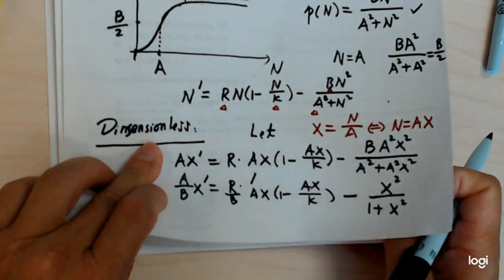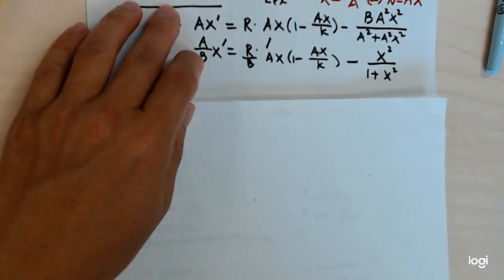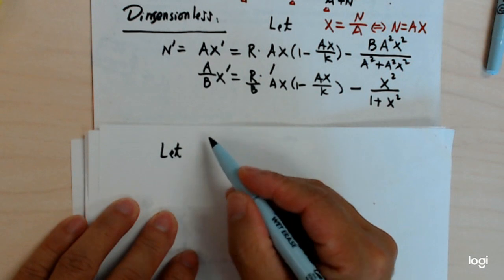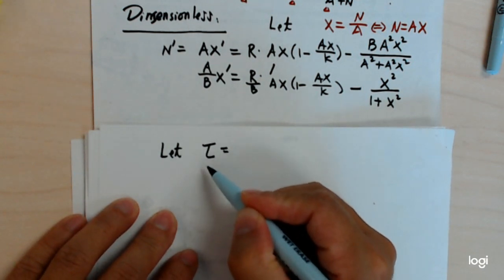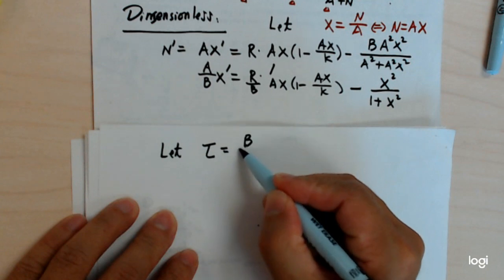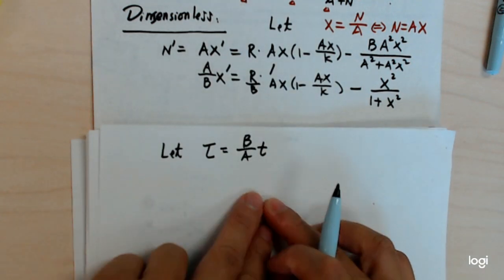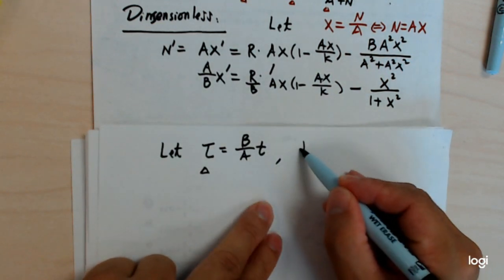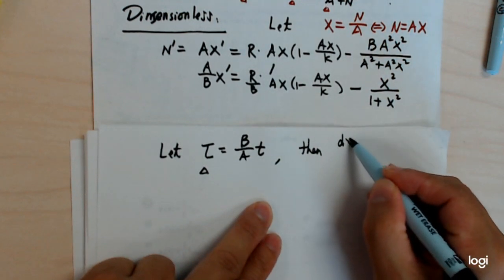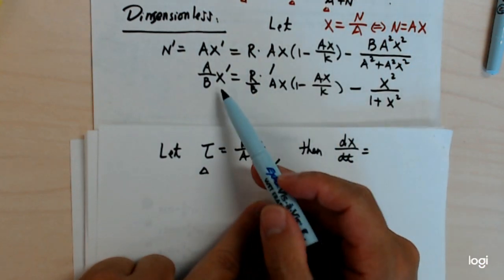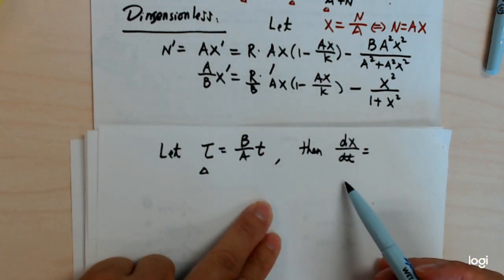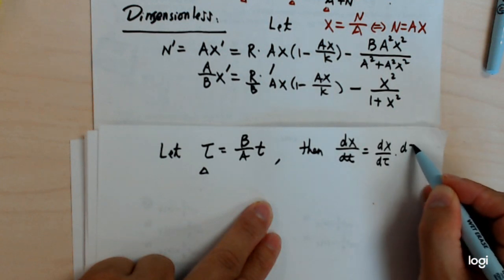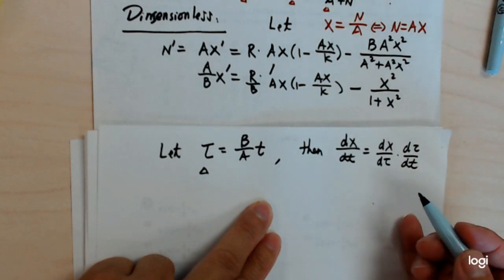So it turns out we can further eliminate some of the parameters by introducing a new time variable. We let tau be the new time scale, which is bt over a. Alright, so tau here is a new time variable. So we're going to do the chain rule here. dx/dt, which is basically this x prime here, is dx/dtau times dtau/dt. So that's the chain rule.